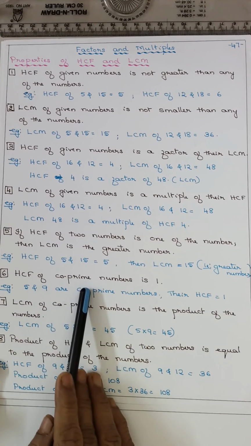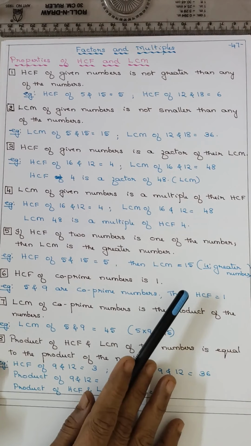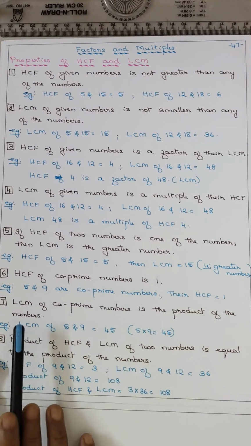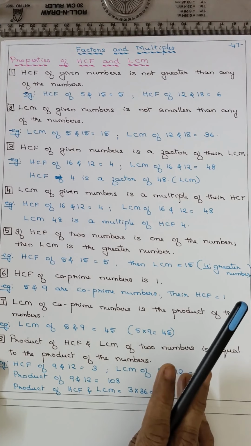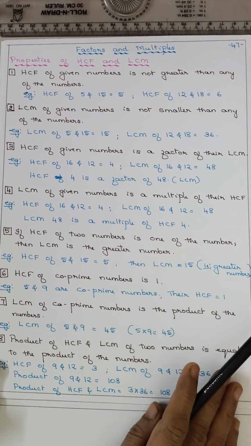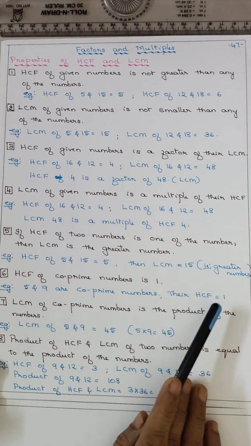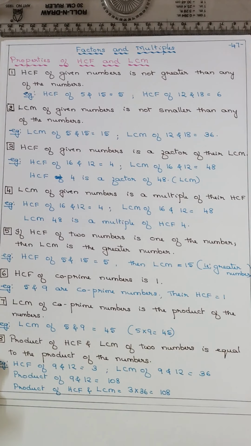और को-प्राइम नंबर्स का HCF हमेशा 1 ही रहता है. और LCM of 2 को-प्राइम नंबर्स, दोनों को-प्राइम नंबर रहेंगे तो LCM फाइंड आउट करने की जरूरत नहीं है. जस्ट मल्टीप्लाई द नंबर्स, it is the product of the two numbers. और लास्ट प्रॉपर्टी है HCF into LCM is equal to the product of the two numbers.